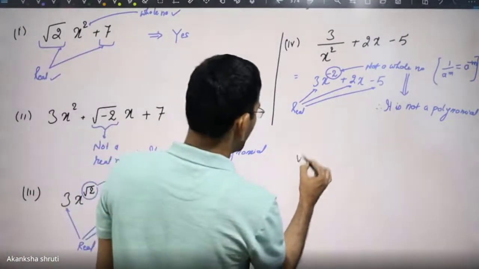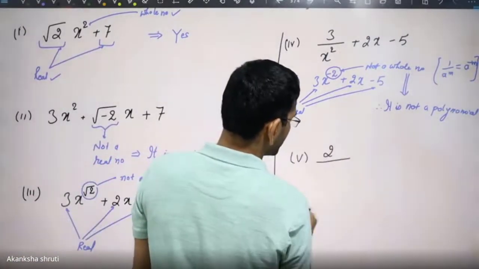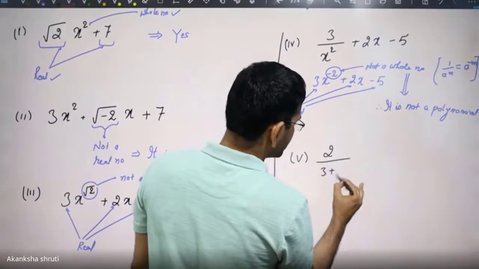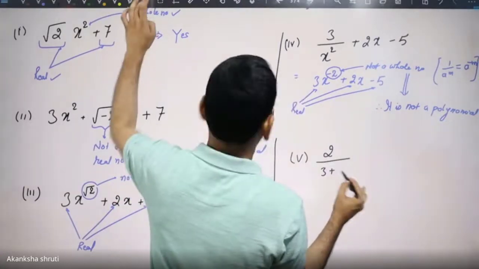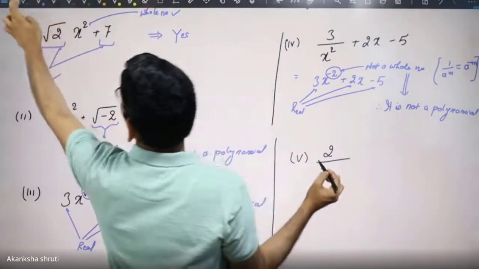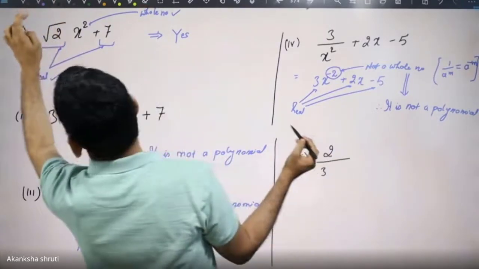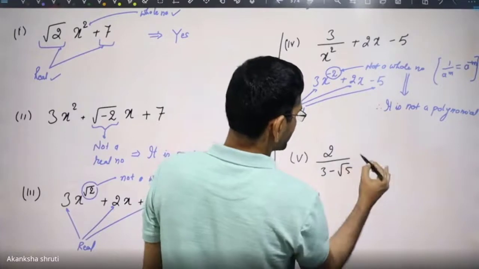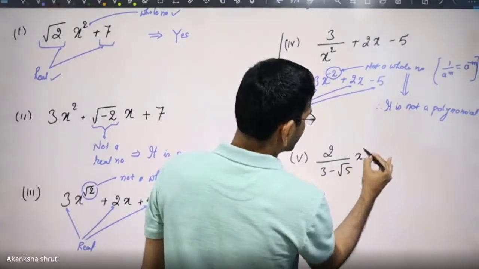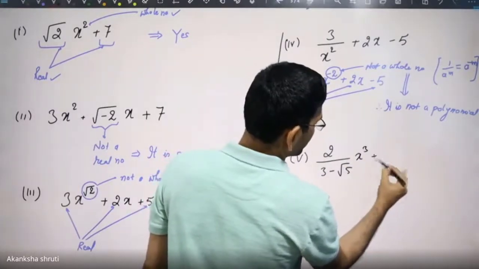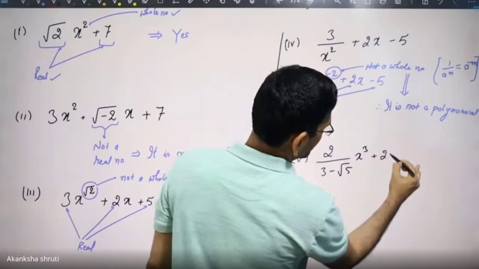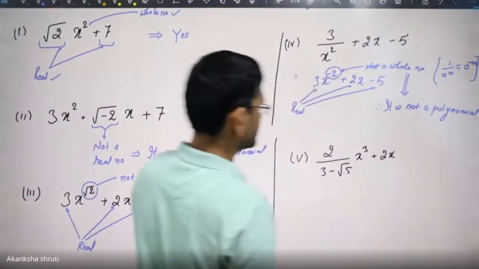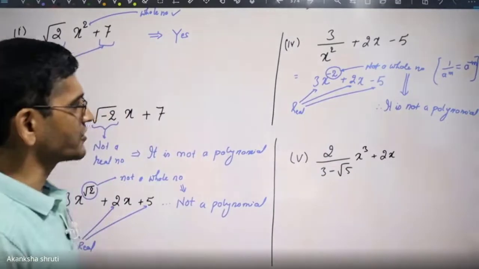The fifth one, 2/3 plus 3 minus root of 5 x³ plus 2x, whether it is a polynomial or not.